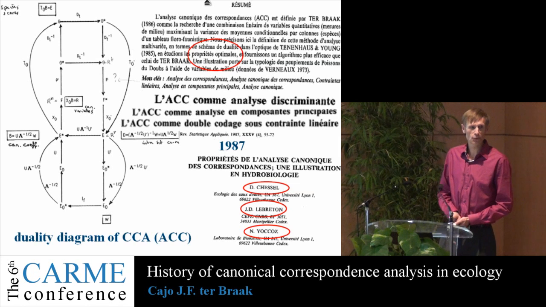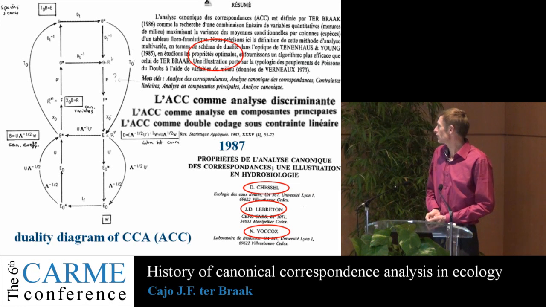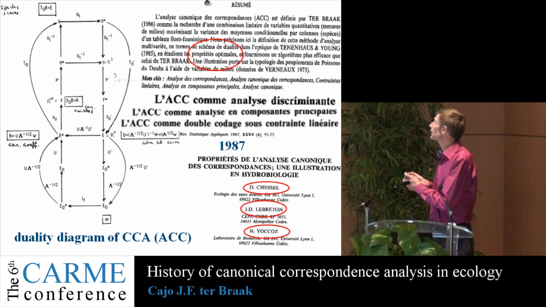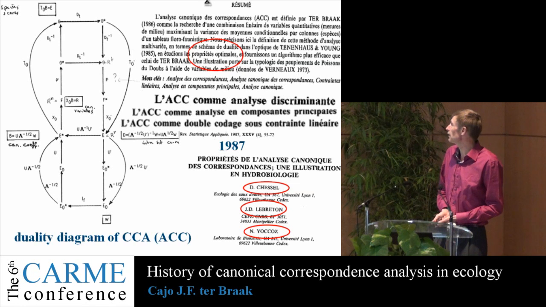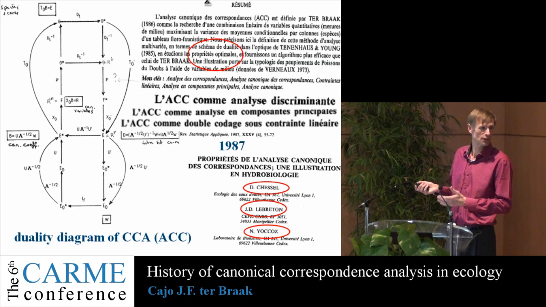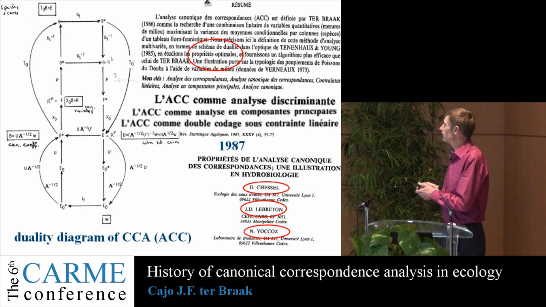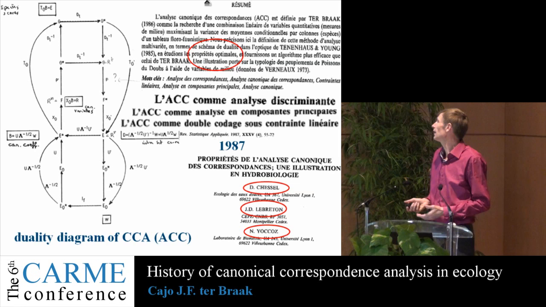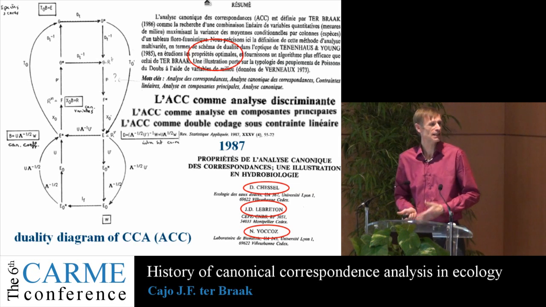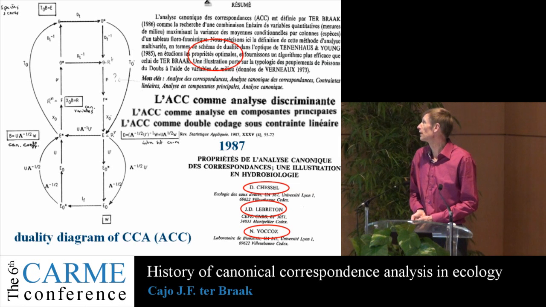At the same time, we are celebrating, of course, the conception of the same method, because at the same time Daniel Chessel and Jean-Dominique Lebreton dreamt up the same method, and here I show three words: schéma de dualité, propriété optimale, and an illustration. And here you see that ACC, of course you have to do it the other way around in French, right? Is as a discriminant analysis, canonical correspondence analysis is as a principal component analysis, and it's as a double codage sous contrainte linéaire. So you see there's really nothing new around, and nevertheless it had quite some impact. So one of the duality diagrams is being shown here, and I show another one as well.